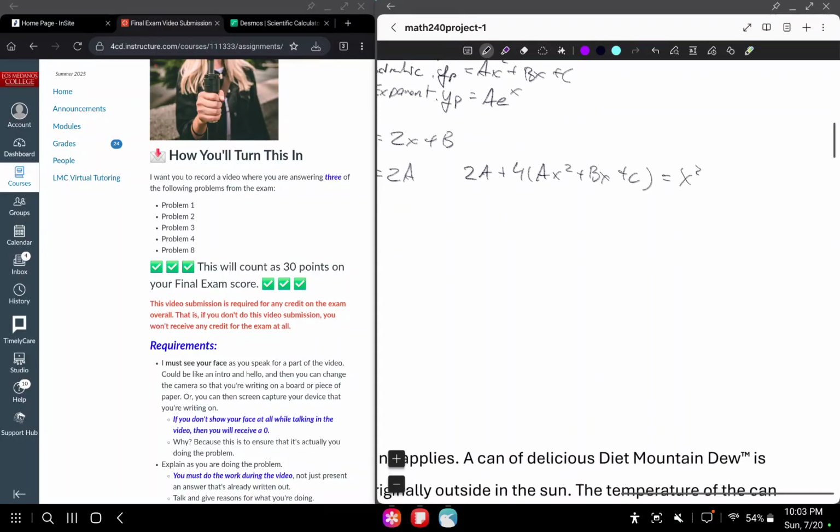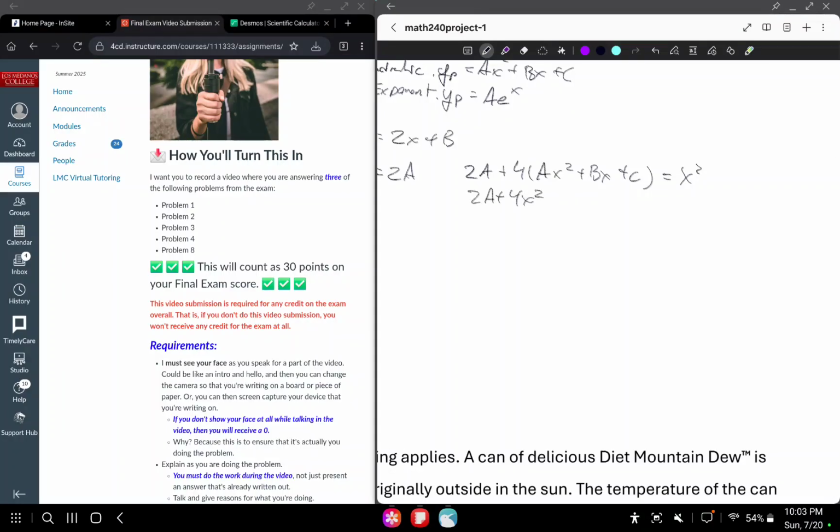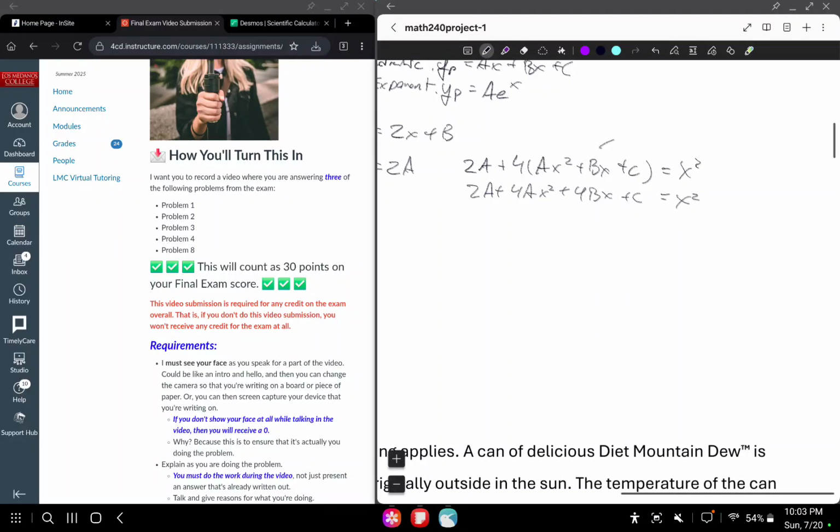Okay. Expand this out. 2a plus 4ax squared plus 4bx plus 4c equals x squared. We don't have any b terms, so b can turn to 0. Focus on a. For x squared, 4 times a needs to match up with 1, so a would need to be 1/4.